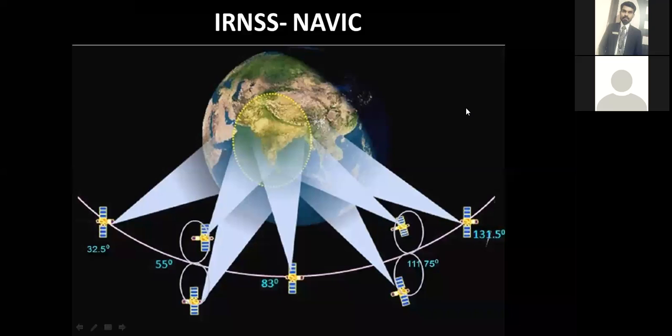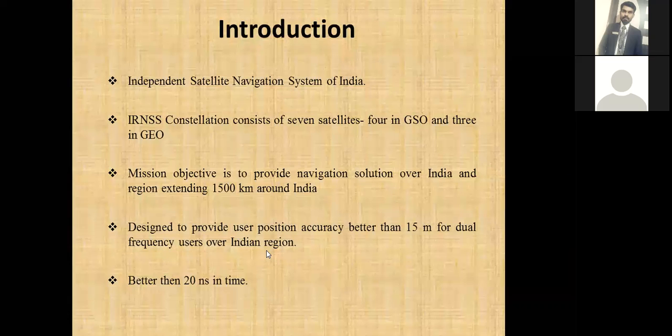Okay, now IRNSS, which is also known as NavIC, the Navigation with Indian Constellation. So there are 7 satellites, and it is an independent satellite-based navigation system. Means we are not dependent upon any other navigation system.